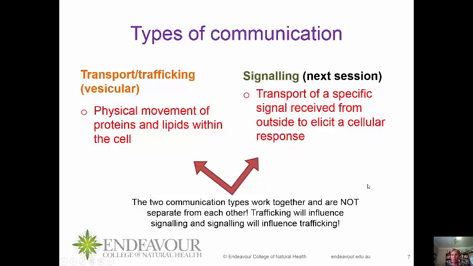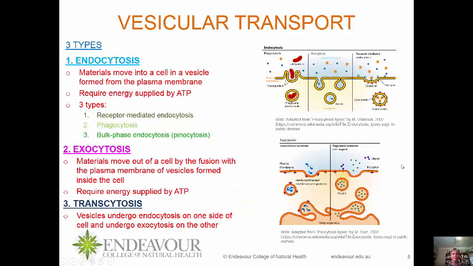Okay, they're definitely not separate from each other. They each need each other so that they can communicate. So trafficking influences signaling and signaling influences trafficking. There are three types of vesicular transport. Okay, you have endocytosis, exocytosis, and transcytosis. They're the three types. So let's look at the words so we can try and understand the words.